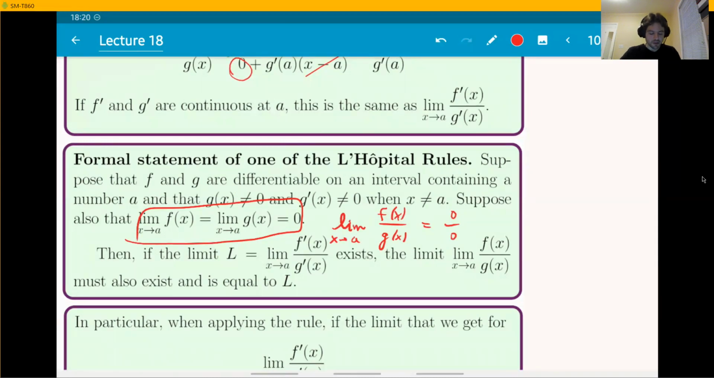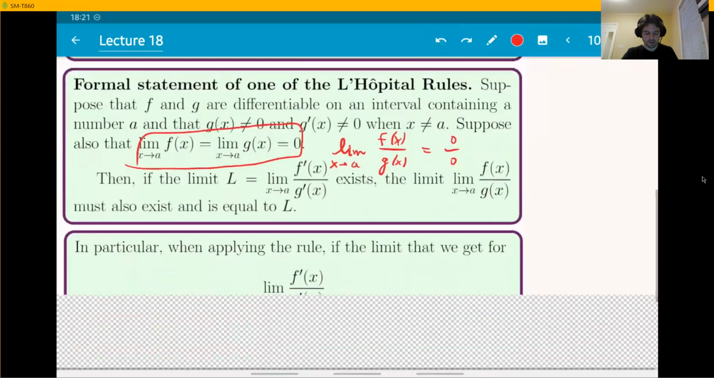Then what happens? If this limit with the primes exists, then the original one with f over g also exists and is equal to the same one that you get with the primes. So that's the important part. It's saying the limit that you get after you put the primes, that one should exist. If it does, then you can conclude something about the original one. If it doesn't, it doesn't tell you anything.